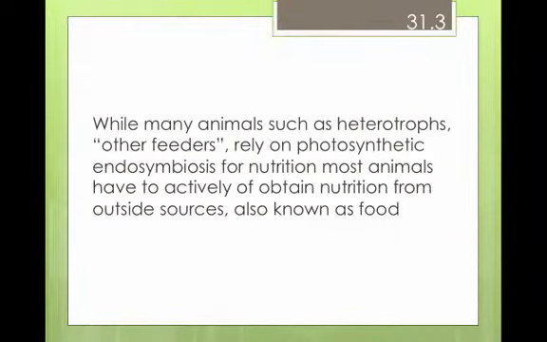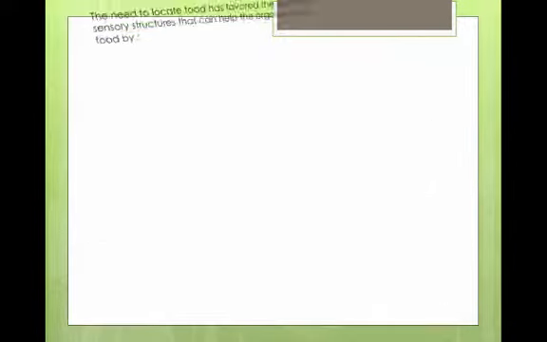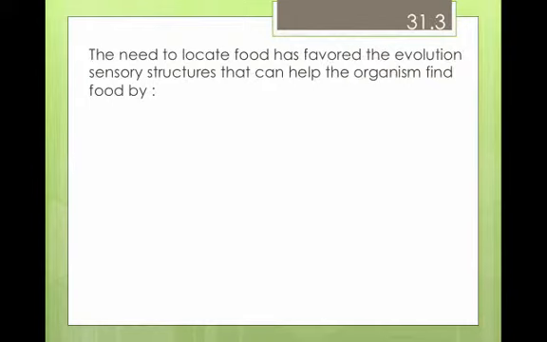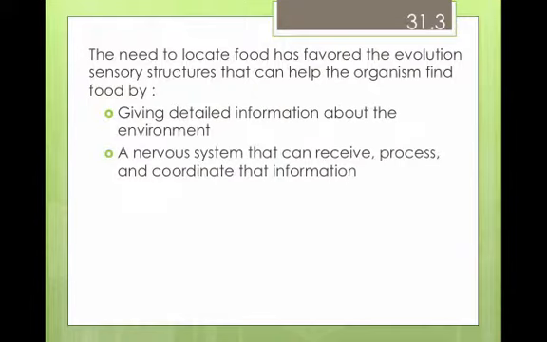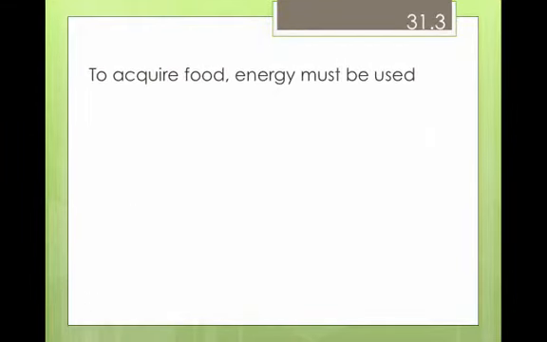Alright, so let's get started. While many animals, such as heterotrophs, which are other feeders, rely on photosynthetic endosymbiosis for nutrition, most animals have to actively obtain nutrition from outside sources, which is also known as food. The need to locate food has favored the evolution of sensory structures that can help the organism find food. Such structures give detailed information about the environment, and a nervous system can receive, process, and coordinate that information.